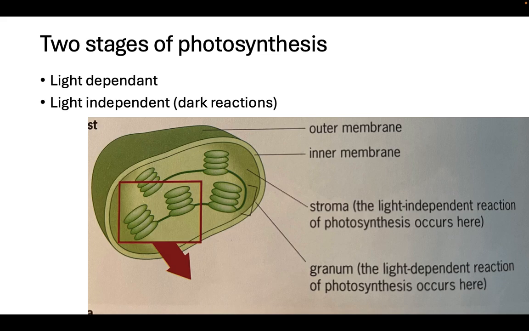In terms of where these two stages happen, the first stage, the light dependent reactions, happen within the thylakoids in the granum or grana. The second stage, the light independent reactions, occur within the stroma, that cavity which is filled with fluid.